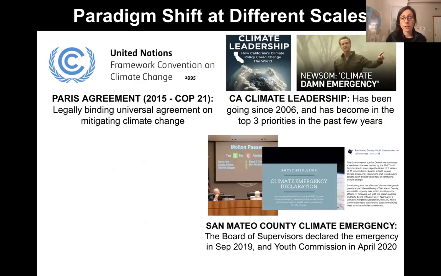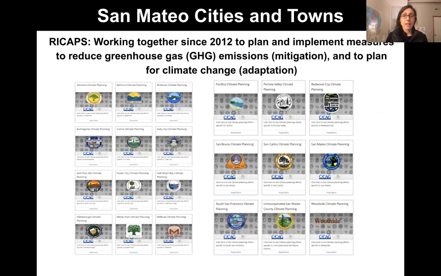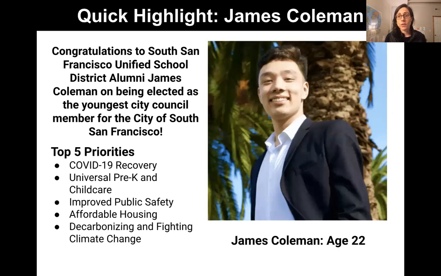Also at the San Mateo County local scale, our County Board of Supervisors declared a climate emergency in 2019 and have moved a lot of resources towards figuring out how to mitigate climate change. And the Youth Commission also declared a climate emergency in April 2020. We've seen in our San Mateo cities and towns as well, climate commitment. Actually, we're seen as leaders in the world in San Mateo County for having so much local commitment to mitigating climate change. So every single one of these has some sort of climate action plan happening. Also, just a very quick highlight, we have young local elected leaders who are putting climate change in their top priorities. So that's very exciting as well.